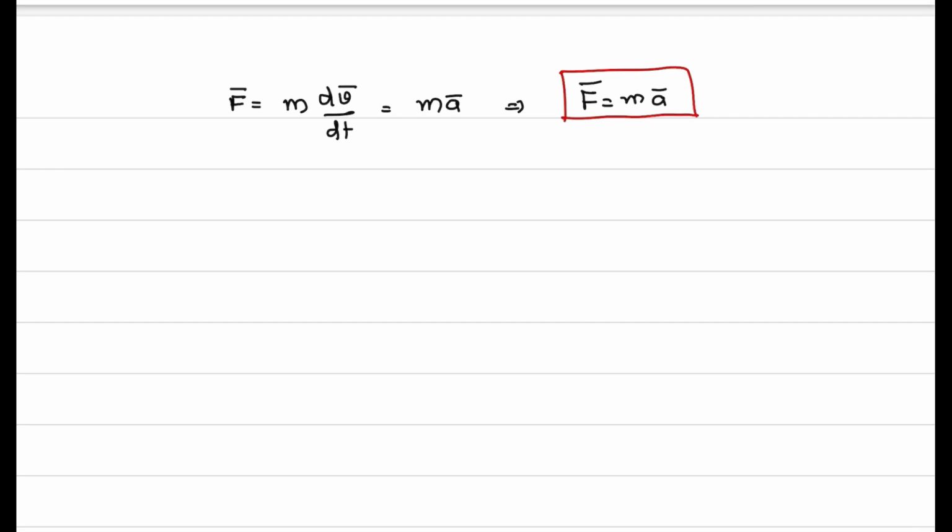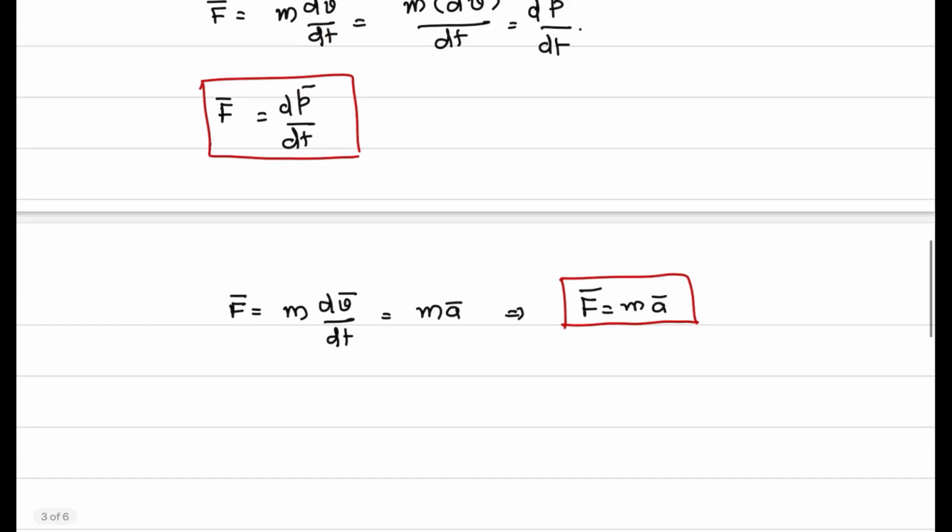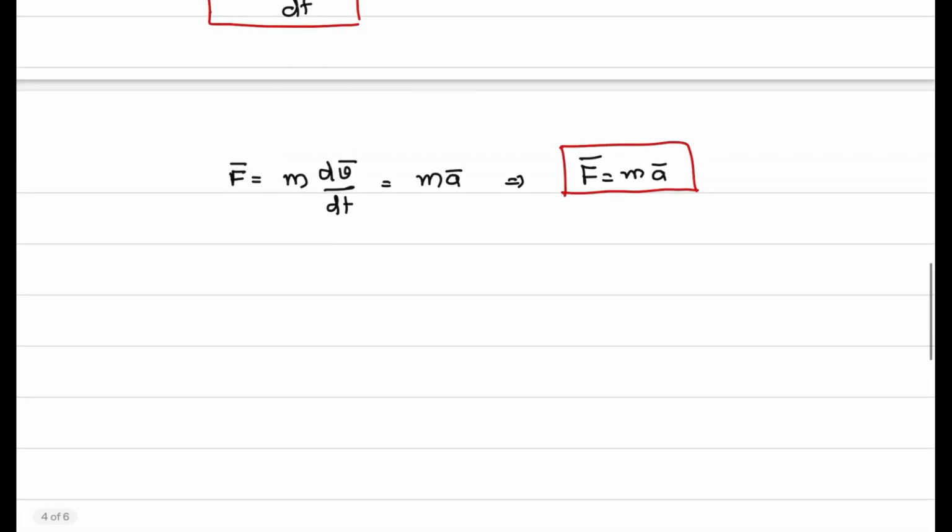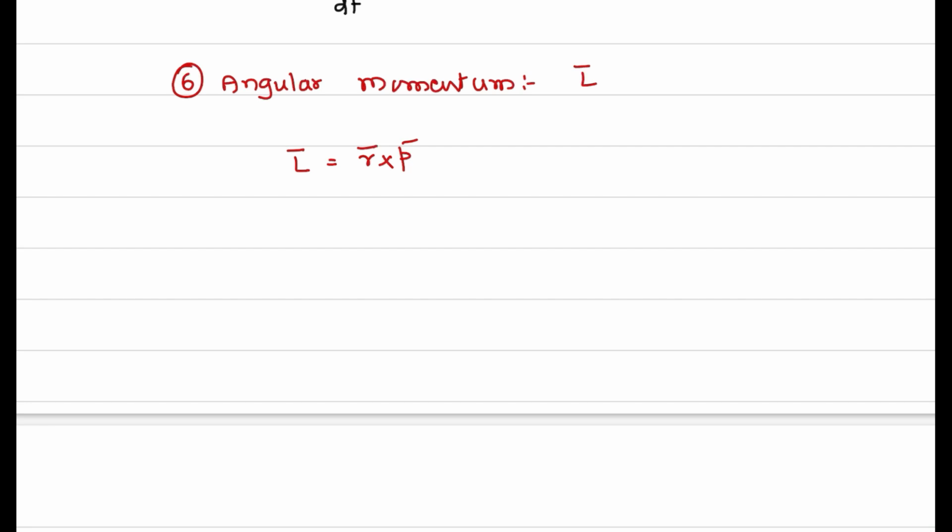Then angular momentum. That's very important. Which one? It is number 6, angular momentum. Angular momentum is represented by capital L with a bar on it. It's a vector. L is equal to R cross P.